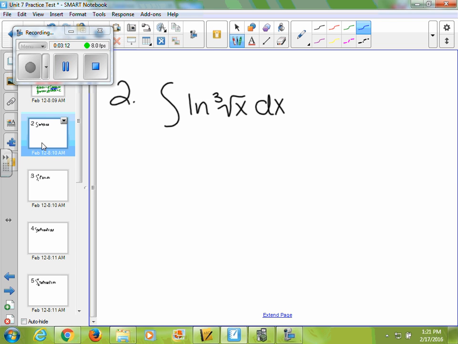If I look at number 2, I'm given the integral of the natural log of the cube root of x dx. So I'm going to do the same thing. I'm going to integrate by parts. So I'm going to let f of x equal the natural log of the cube root of x. G prime of x is going to equal my second function, which in this case would be if I just added a 1 into that function.